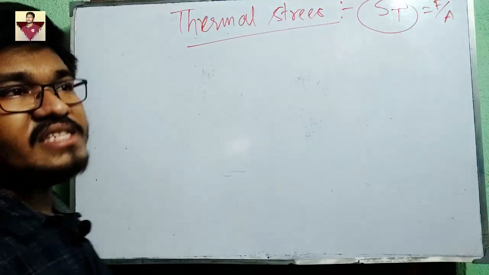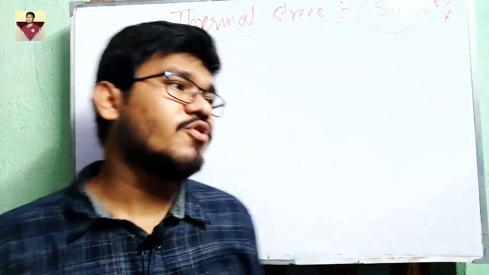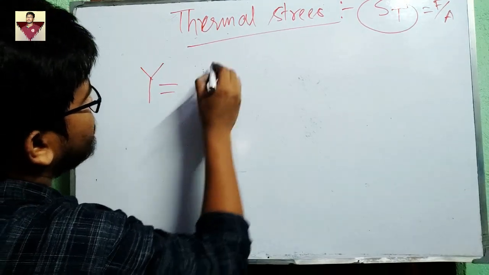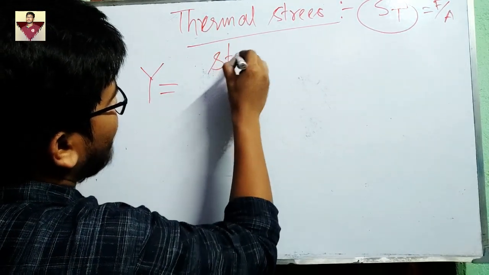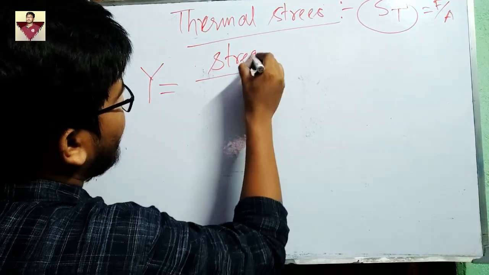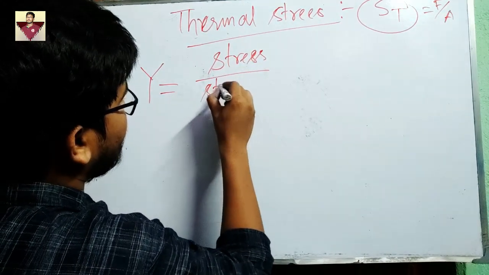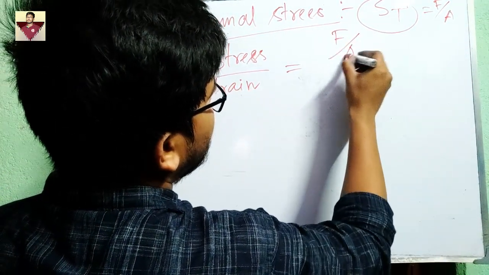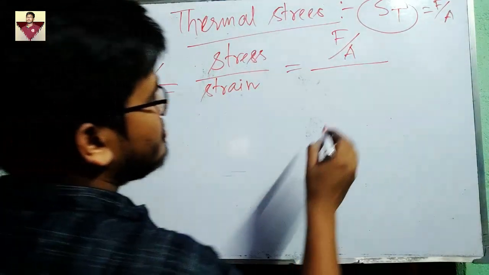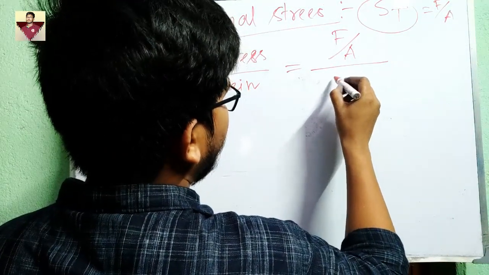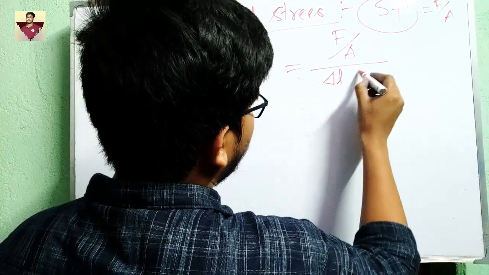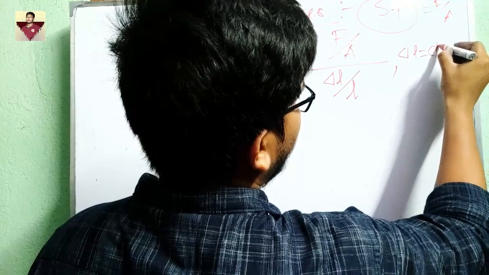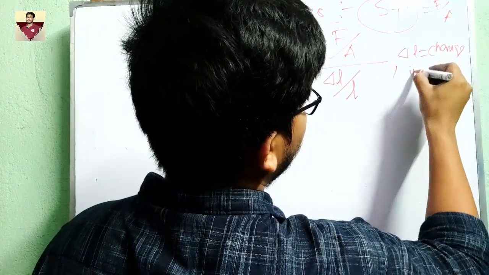Now from the chapter on elasticity, I hope you know the equation for the Young modulus. Young modulus was longitudinal stress, I am just writing here only stress, divided by strain. Stress was force per unit area, and strain was change in length divided by initial length. So ΔL is your change in length.